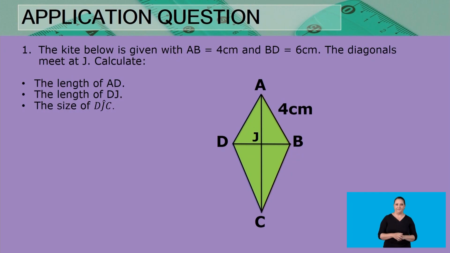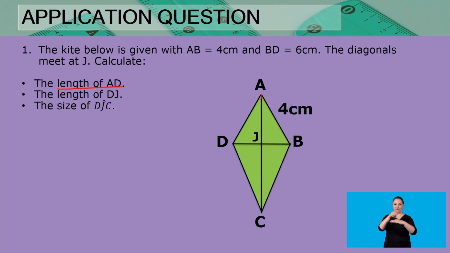So let's focus more on those application questions. The first one here says, the kite below is given with AB is equals to 4 centimeters and BD is equals to 6 centimeters. The diagonals meet at J. Calculate. So let's start with the first one there, which is the length of AD.